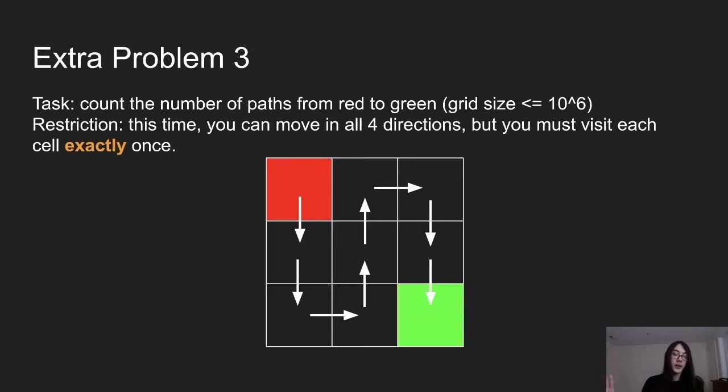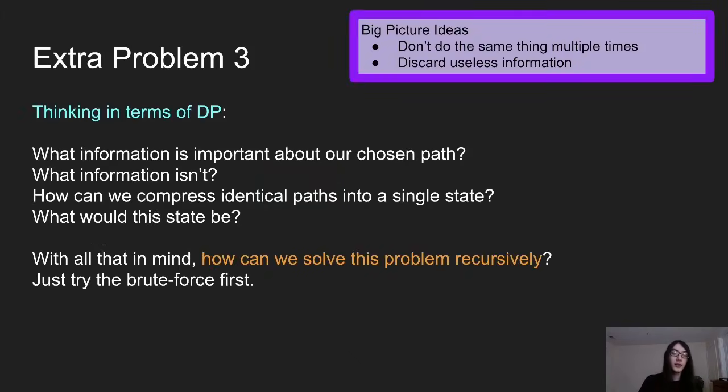And here's the third problem. It'll be quicker than the other ones. It's the same grid problem, except this time you can move in all 4 directions, and you have to visit each cell exactly once. That is, no cell can be revisited and no cell can be unvisited. Your task is still to count the number of valid paths from top left to bottom right, except you have these extra restrictions. As usual, spend some time and try to solve it.